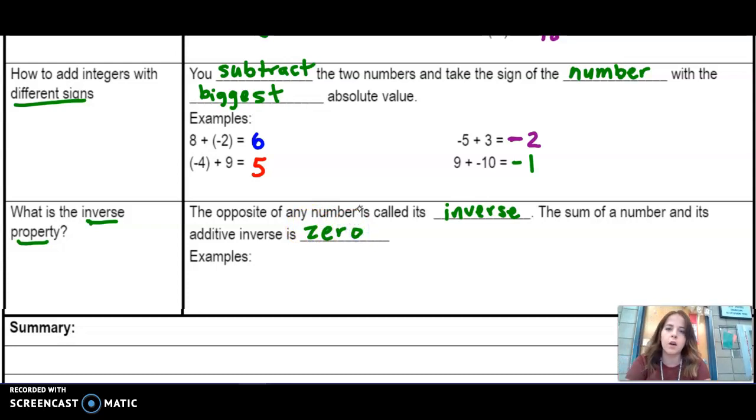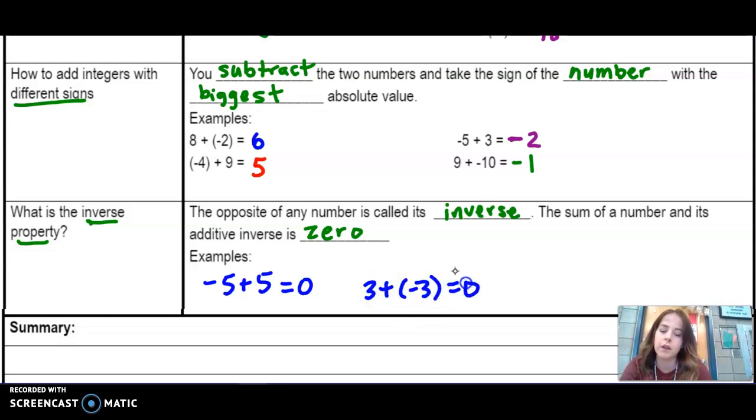So if I take a number that's positive and the same number but negative, those two together will make 0. So a few examples, if I take -5 plus +5, that's going to be 0. Or if I take 3 plus -3, that's 0. Or if I take 100 plus -100, that will equal 0. As long as they're the same number, but one's positive, one's negative, your answer will be 0.